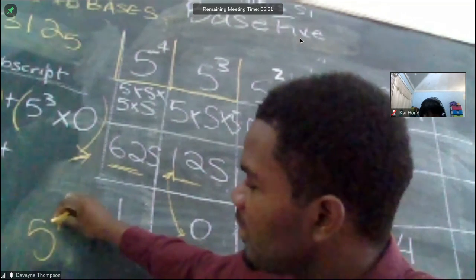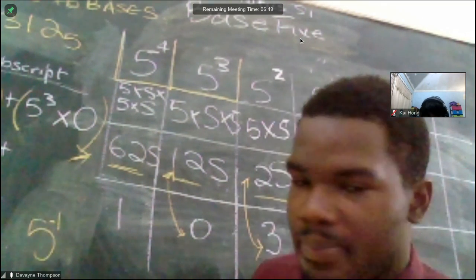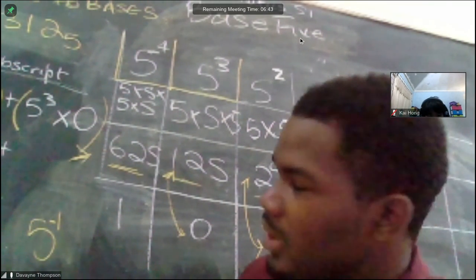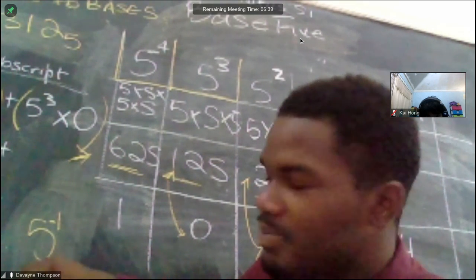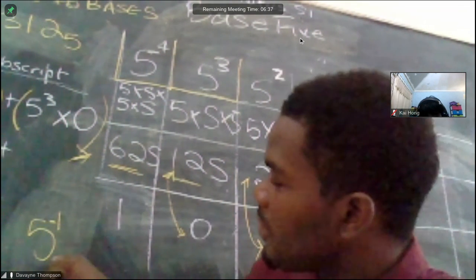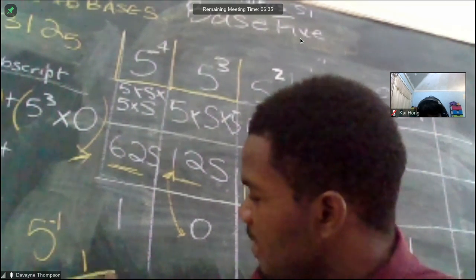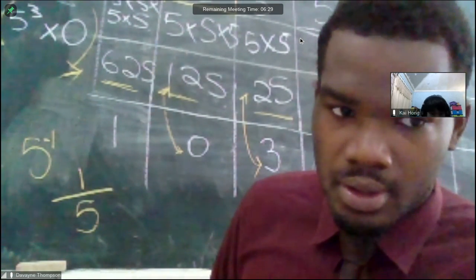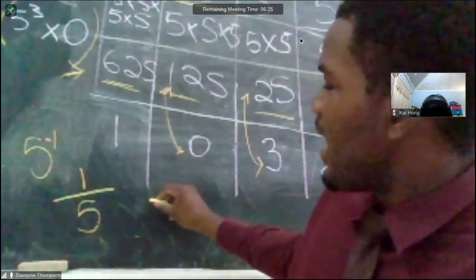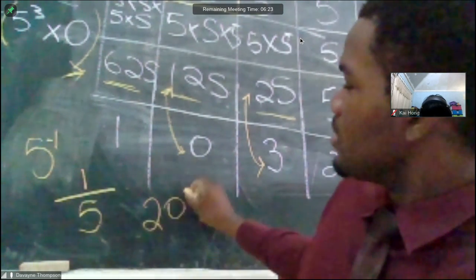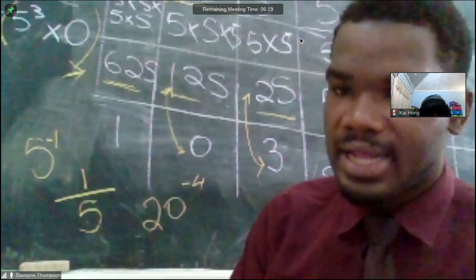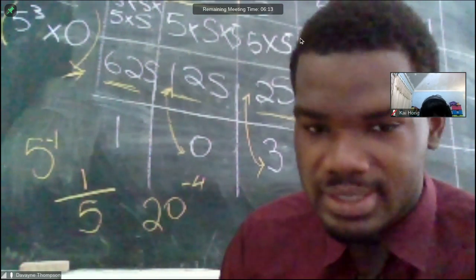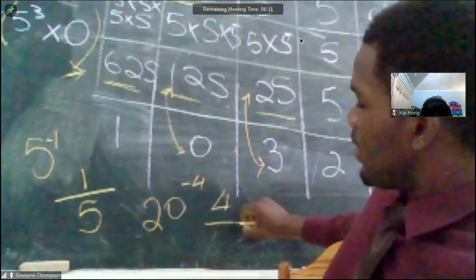What happens if I put 5 to the negative 1? What happens there, guys? What did I say? Isn't this negative 1 going to be like a division bar? And therefore you're going to say 1 divided by 5? Do you guys remember that? Yes, sir. Right, let's do another example. What if I had 20 to the negative 4? Quickly write that as a fraction for me. Tell me what you get. 4 over 20. Let's write that. 4 over 20.